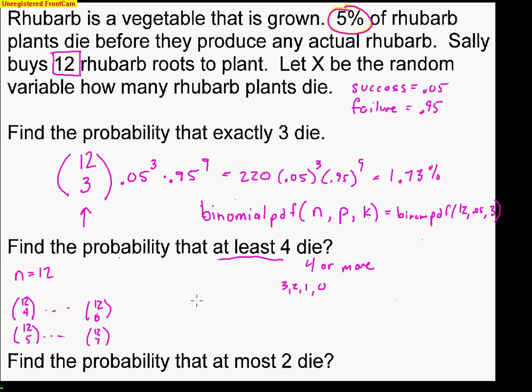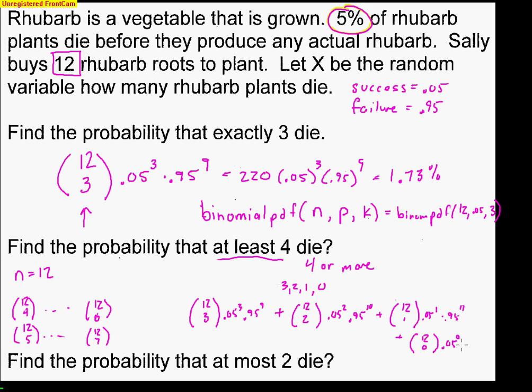So I'm going to figure out what is 12 choose 3. That is 3 successes, 9 failures. Or 12 choose 2. That is 2 successes and 10 failures. 12 choose 1. That's 1 success and 11 failures. Or one more here, 12 choose 0. That's 0 successes and all 12 failures.